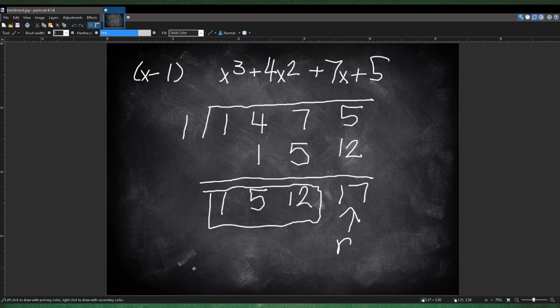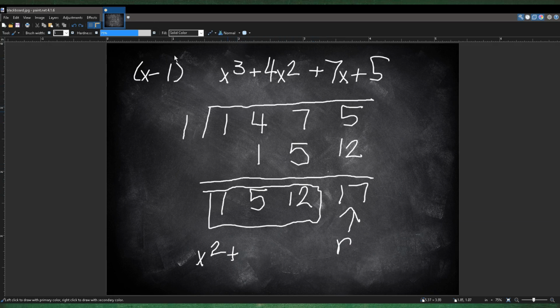So what these tell me is that it will be x squared, because x squared times this equals x cubed, right? So it has to be an x squared, but the coefficient is 1. So the next one has to be 5x, and then plus 12, and then remainder 17, which is exactly the same as we got for the long division. So this method is faster.